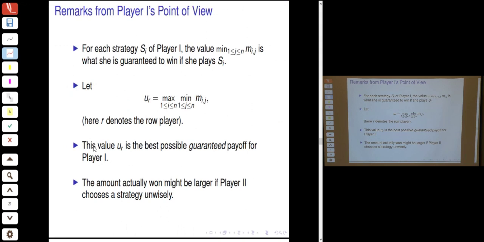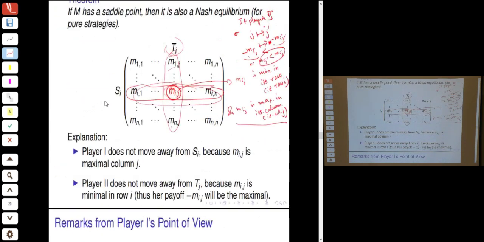So let us consider some remarks from player 1's point of view. For each strategy SI of player 1, what is the minimum payoff that player 1 can hope to win? So if player 1 plays strategy I, that means that we are focused on this row, and the minimum payoff is the minimum of the Mij's in this row, right? So the minimum payoff for player 1 if he plays strategy I is exactly the smallest number which appears in this row.